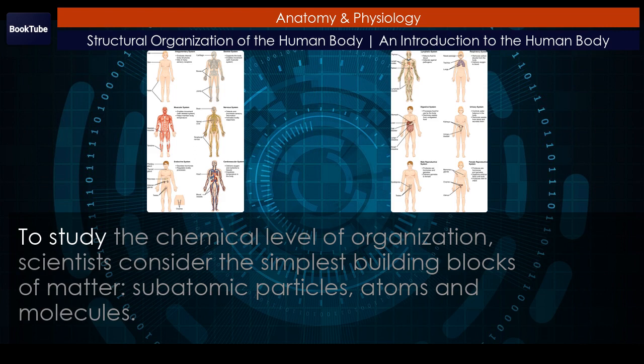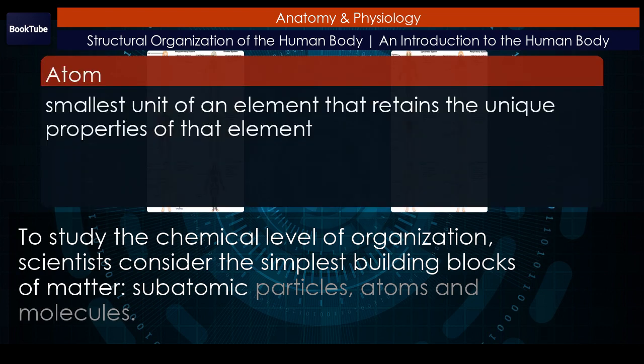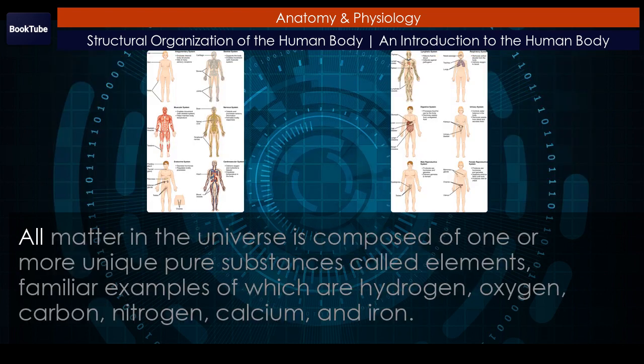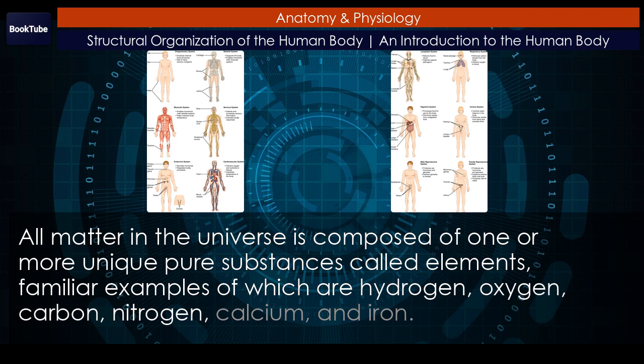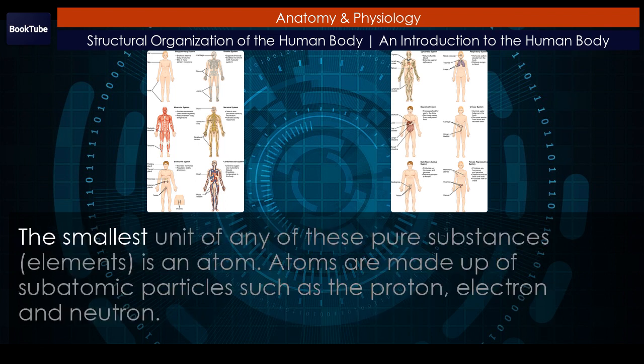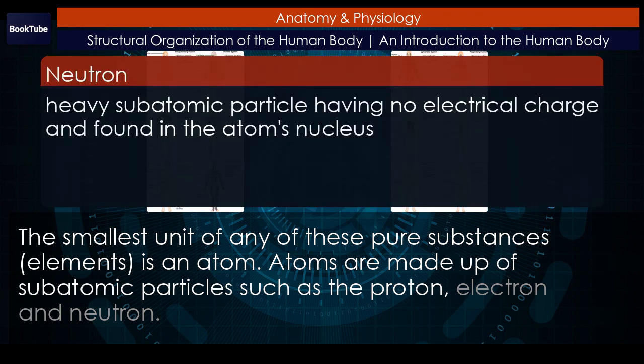To study the chemical level of organization, scientists consider the simplest building blocks of matter: subatomic particles, atoms and molecules. All matter in the universe is composed of one or more unique pure substances called elements, familiar examples of which are hydrogen, oxygen, carbon, nitrogen, calcium, and iron. The smallest unit of any of these pure substances, elements, is an atom. Atoms are made up of subatomic particles such as the proton, electron and neutron.